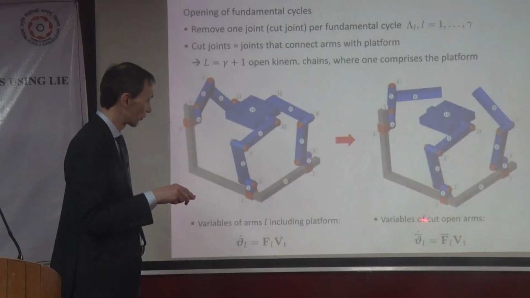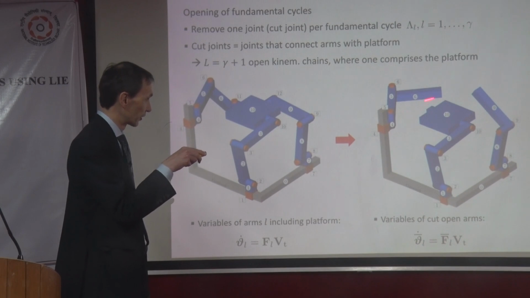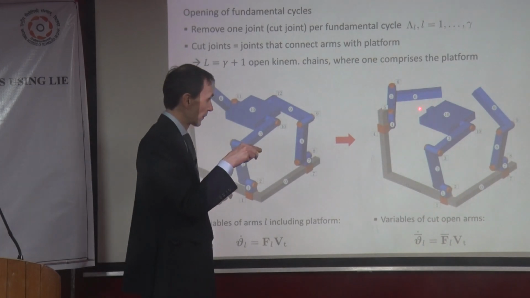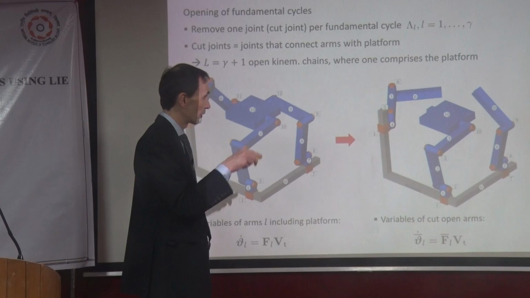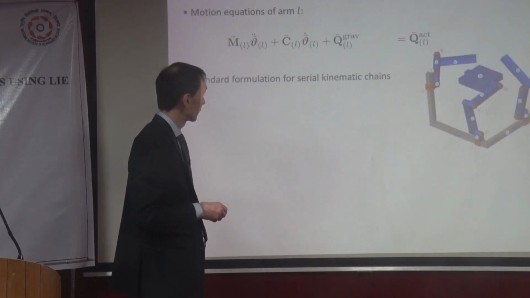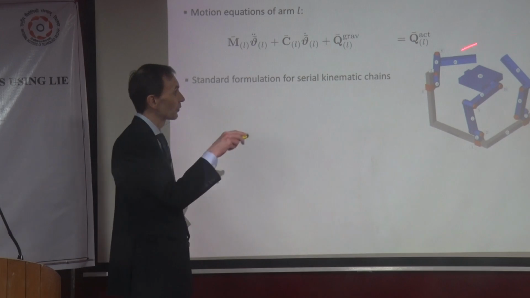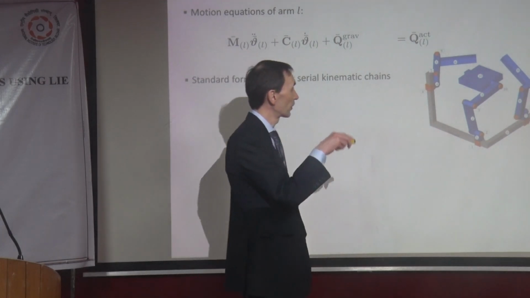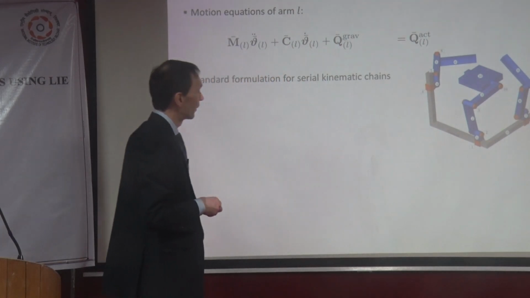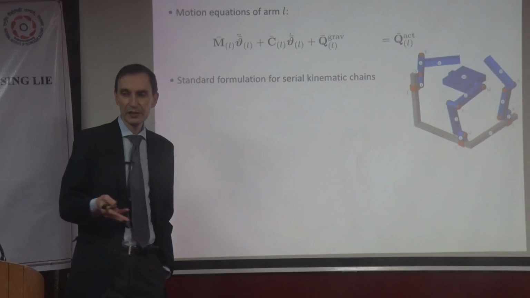Because now what you can do, you can, of course, express, again, the velocities of all the joints in terms of the platform twist, and that's it. And that's what goes into the motion equation. Again, this is the system we look at. Okay, that's the system we look at. And we know how to derive the motion equations, somehow.